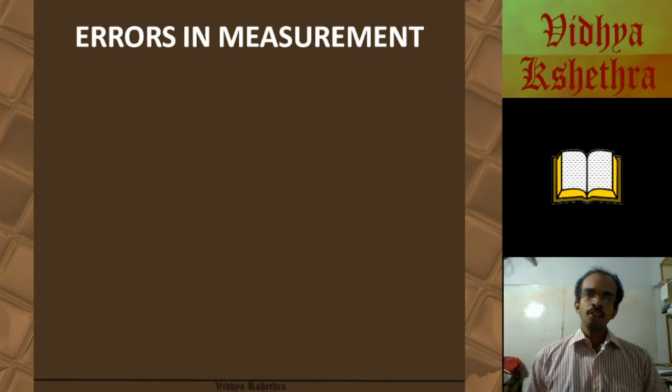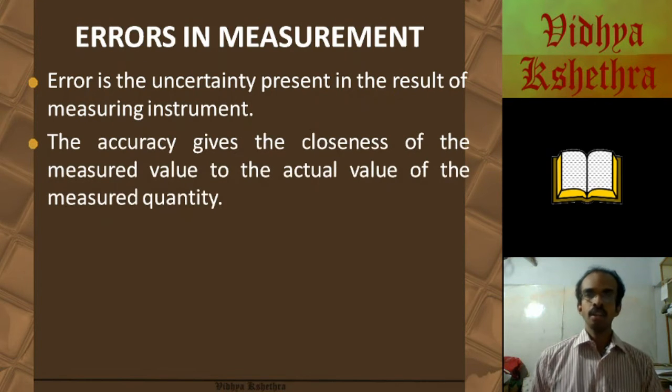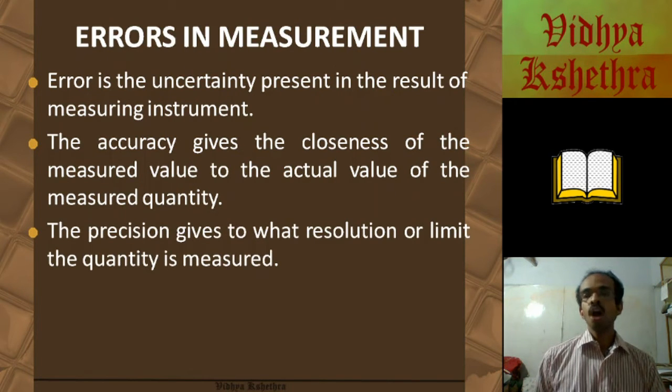Now, we can see about the errors in measurement. What do you mean by error? Error is an uncertainty present in the result of a measuring instrument. Or we can say that errors are what makes the value shown by these instruments unequal to the true value of the quantity. Now, accuracy gives the closeness of the measured value to the actual value of the measured quantity, while precision gives to what resolution or limit the quantity is measured.